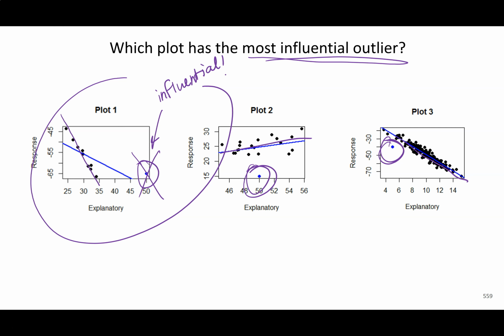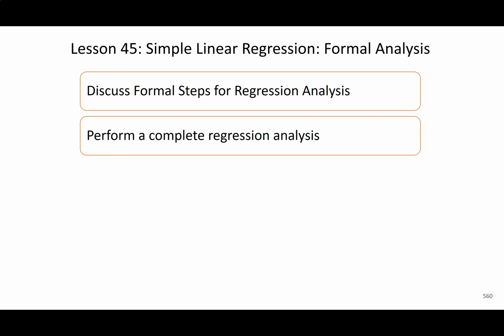So when we say which one is most influential, if we remove it, which one changes where the line would fit the most. So that's going to be it for lesson 44. And we're going to go through from the very beginning to the end of a formal analysis, looking at an example of anglerfish.